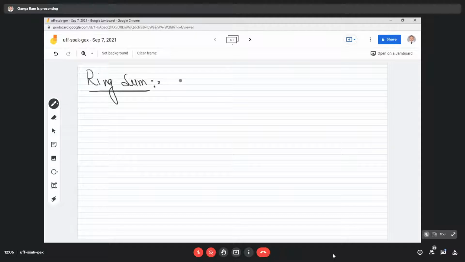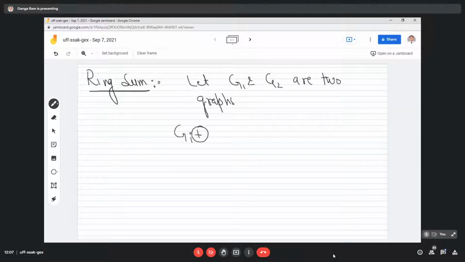So what's the ring sum? Suppose we have two graphs, let G1 and G2 be two graphs. Then the ring sum is denoted by this sign.